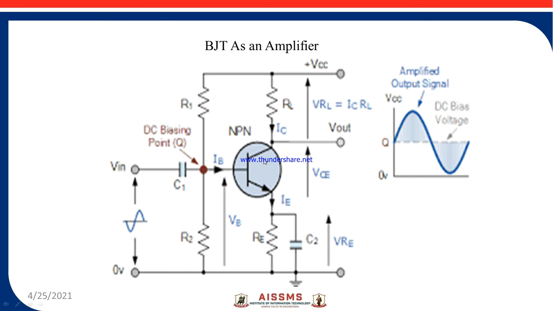Also, the resistance value RE is selected to be of very high value, so that the voltage gain of an amplifier will be large. That is, the voltage gain that we get at the output should be large. For that we need the value of the emitter resistance to be of a very high value.